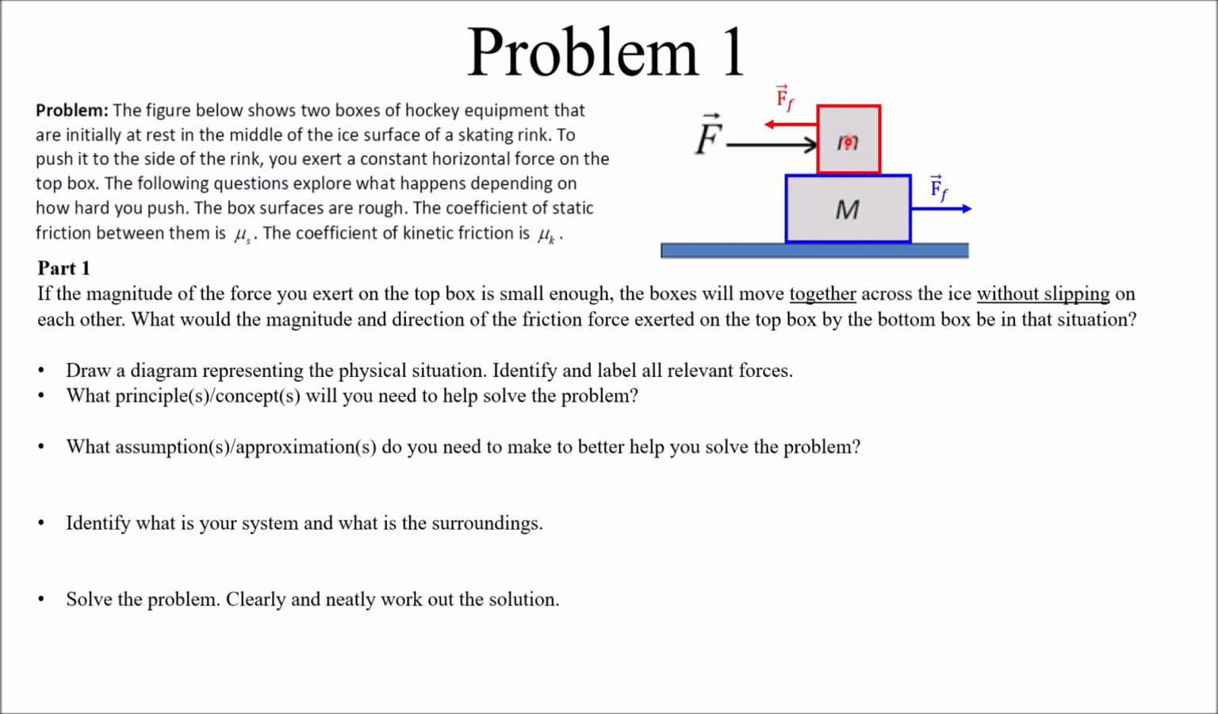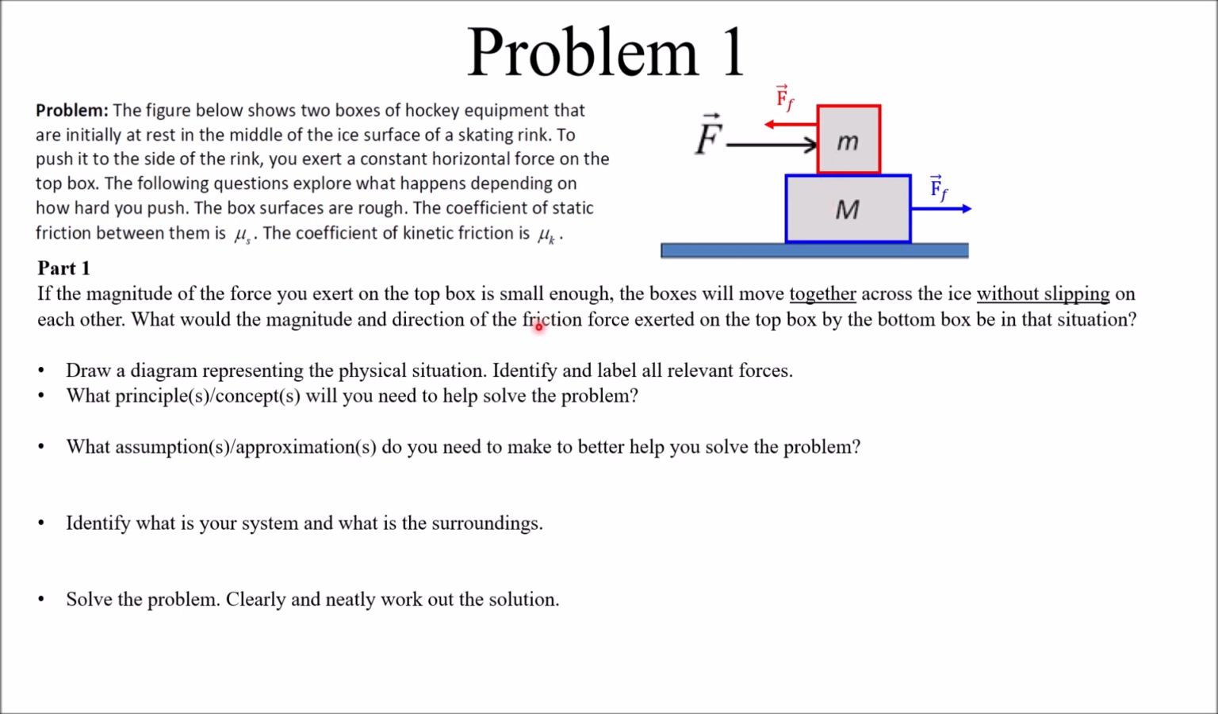Otherwise, the top box would just slide right off, right? So the only thing that's really pushing this bottom box forward is the frictional force from the top box. And the frictional force from the bottom box is kind of holding that top box back a little bit. And so that's one way to think about it.